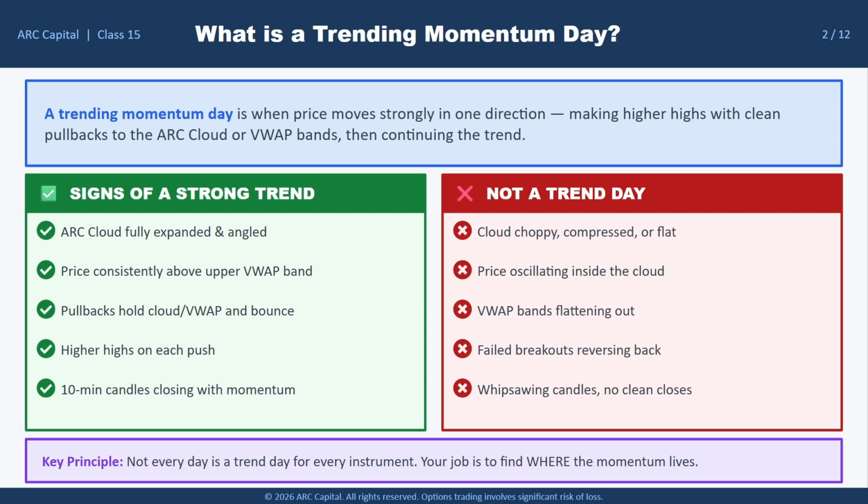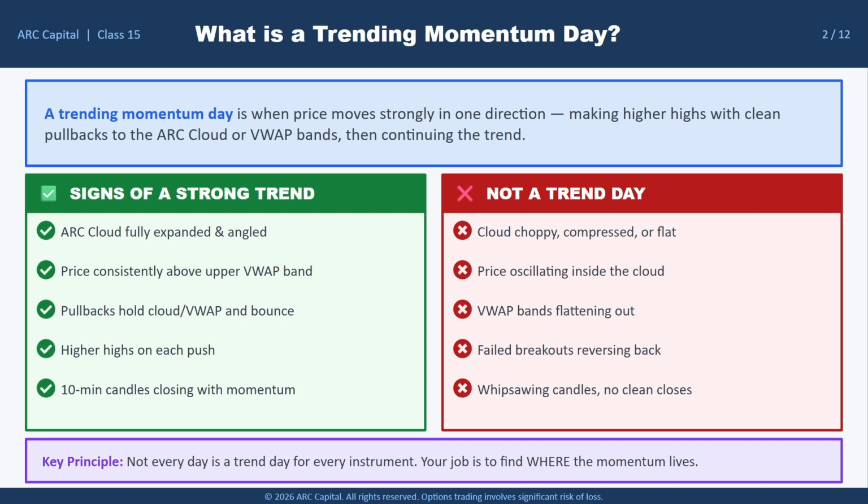Some signs of a strong trend is when the ARC clouds are fully expanded and angled. So whether they're facing upwards or downwards, once you start to see that momentum, that shift from a small cloud to an expansion, I'm going to send 6 screenshots right now here in the chat. These are cloud expansion, guys, right? If you take a look at what I just sent in the chat, you have SPY and QQQ, which we're going to go over in a second, and then the individual names that I have up there, which are ARM, SNDK, MU, and AVGO.